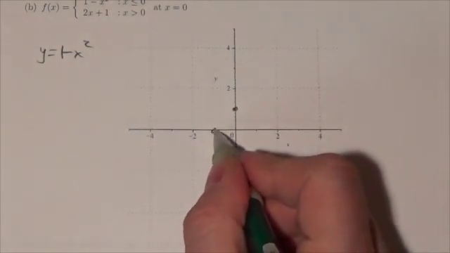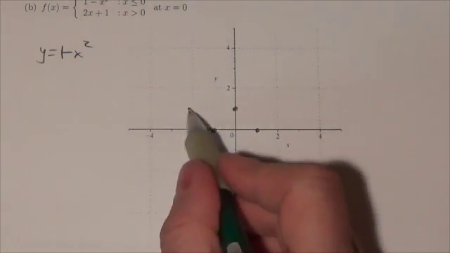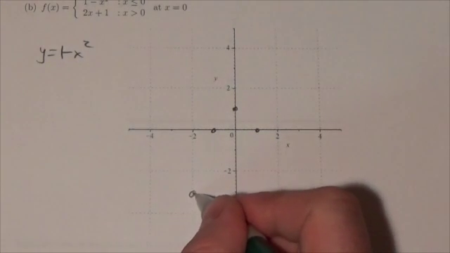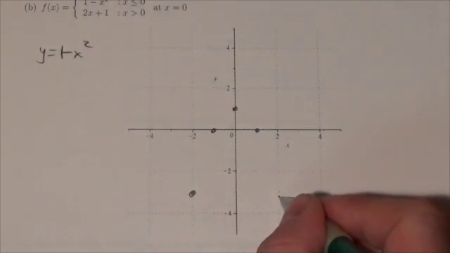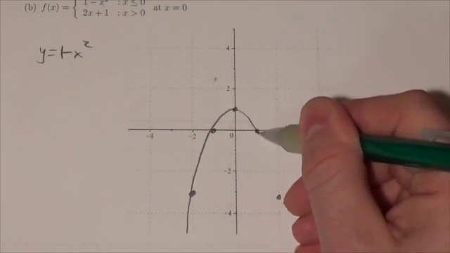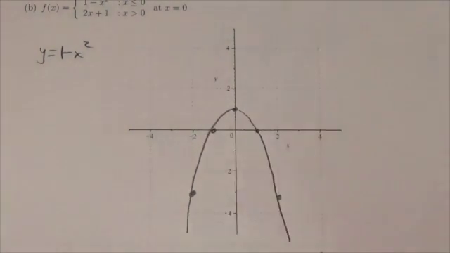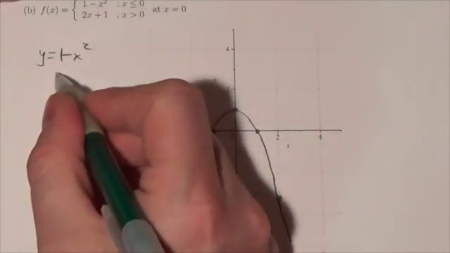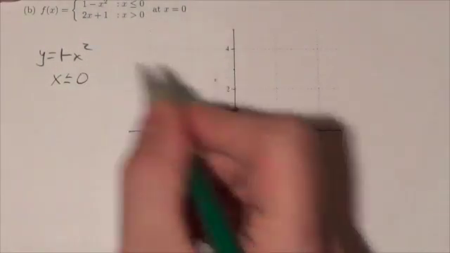If I go 1 over, 1 down, 1 over, 1 down. If I go 2 over, that's going to be 4 down. So 1, 2, 3, 4. I'm going to go down to there. And same thing over on the right. So this parabola is going to look something like that. Now, this is only defined on the domain where x is less than or equal to 0.